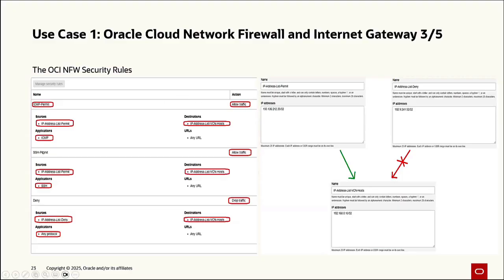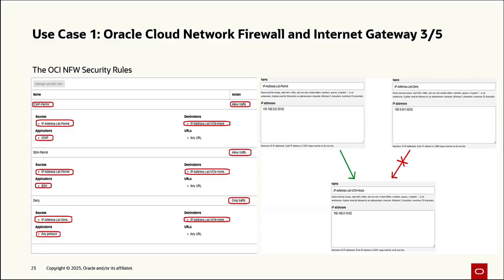The other one, SSH permit, is from the same source to the same destination with application SSH, again with an allow traffic statement. For the drop traffic or deny rule, that will be from 192.9 back to the VCN, from the IP address list deny, which contains 192.9, to our IP address list VCN hosts, which is our virtual machine. And for any protocol, I don't want any traffic to flow from this node back to my VM, so I will drop this traffic. Right. After generating some traffic, we can analyze the logs.